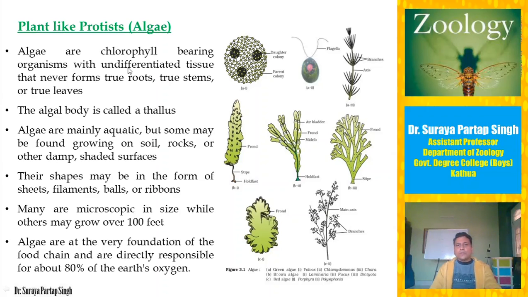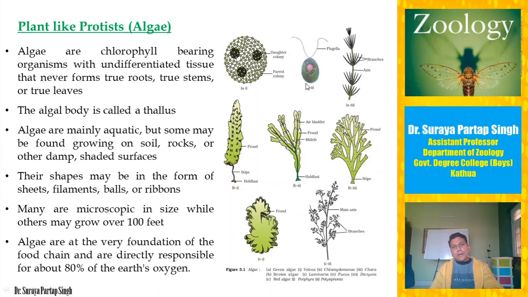So algae are chlorophyll bearing. That means they have chlorophyll in them. They have chloroplasts, and chloroplasts contain the chlorophyll pigment with the help of which they perform photosynthesis. They are organisms with undifferentiated tissues. As such, true roots, true stems, and true leaves, which are found in true plants, are not present. What are the characteristics of a true plant? That they have true roots, stem, and leaves. Such tissue differentiation is not the same in the case of algae.